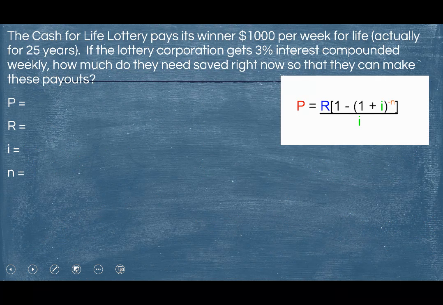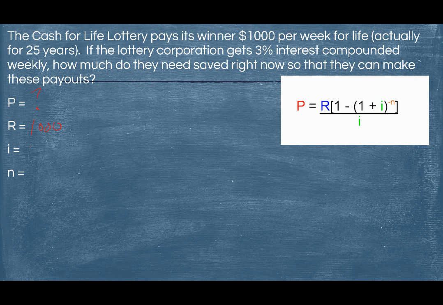Let's do one more. Cash for Life Lottery pays its winner $1,000 per week for life, for 25 years, it says actually. If the Lottery Corporation gets 3% interest compounded weekly, how much do they need saved right now so they can make these payouts? So they can afford these payouts, all right? So again, we're finding out what this equals. It's $1,000 per week.